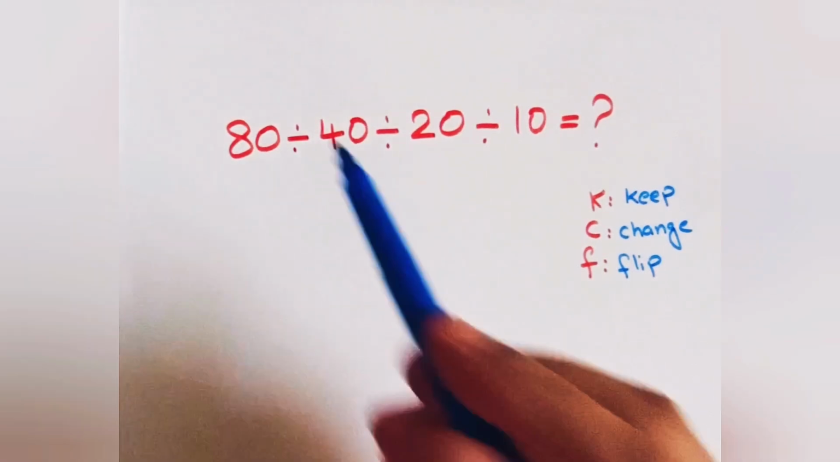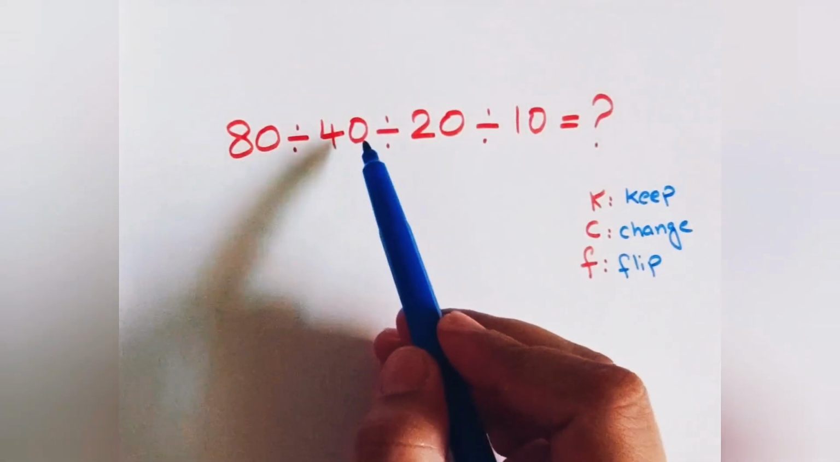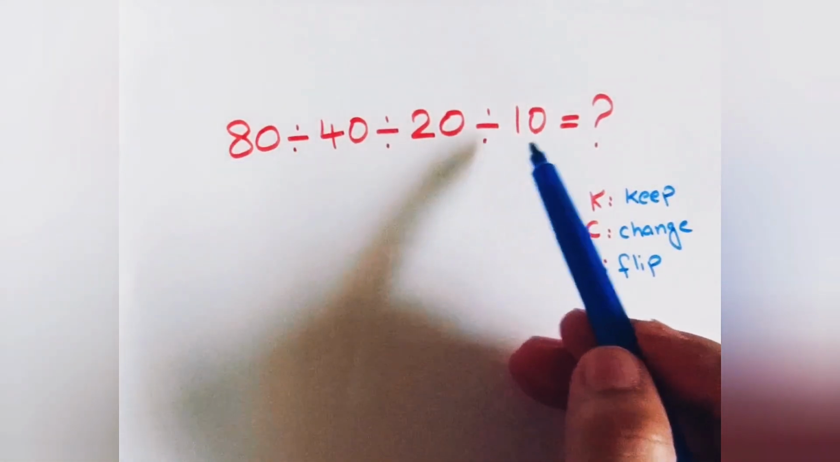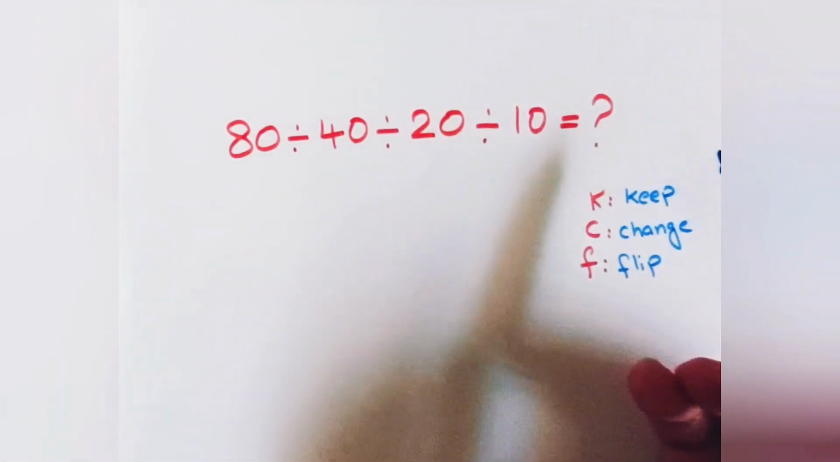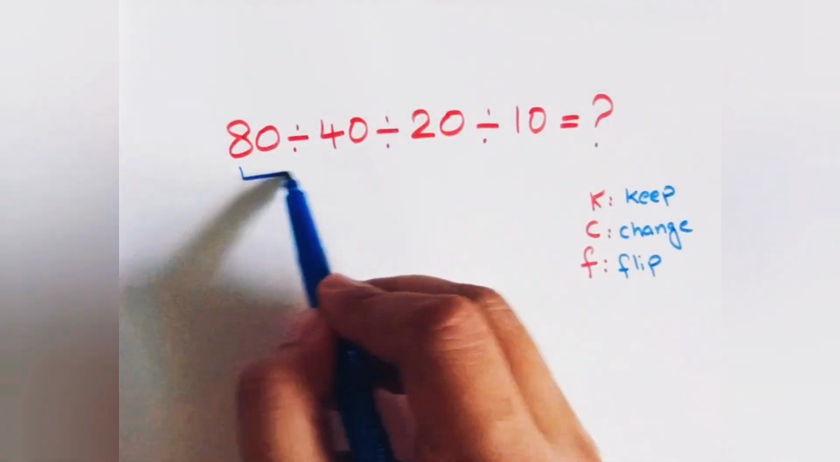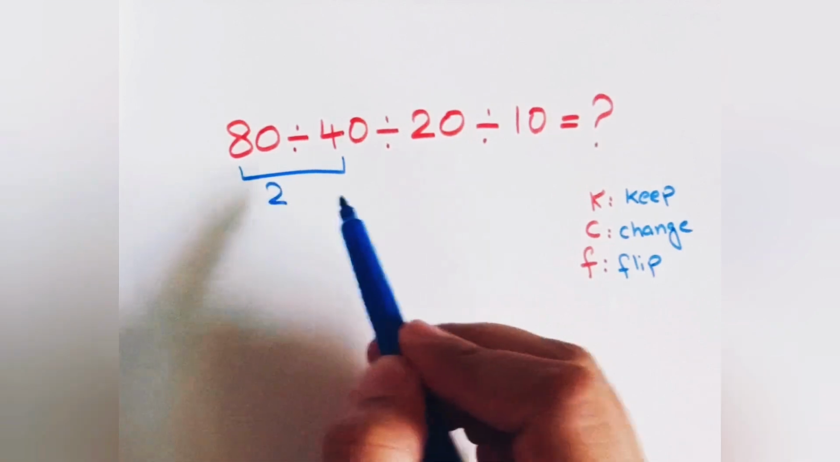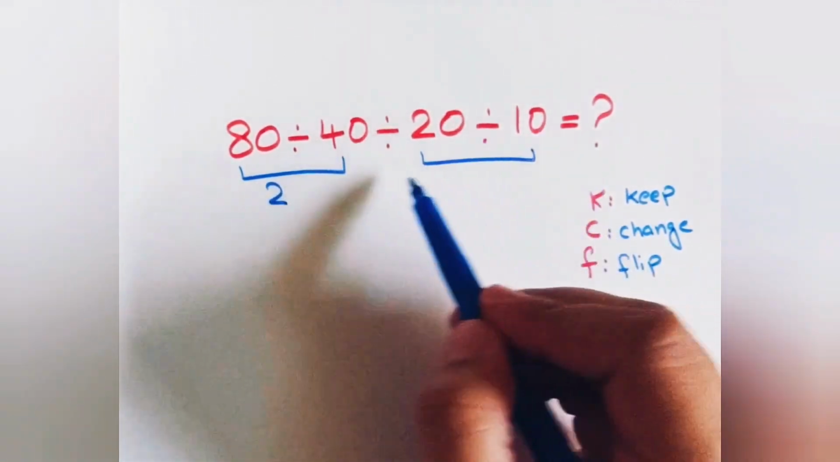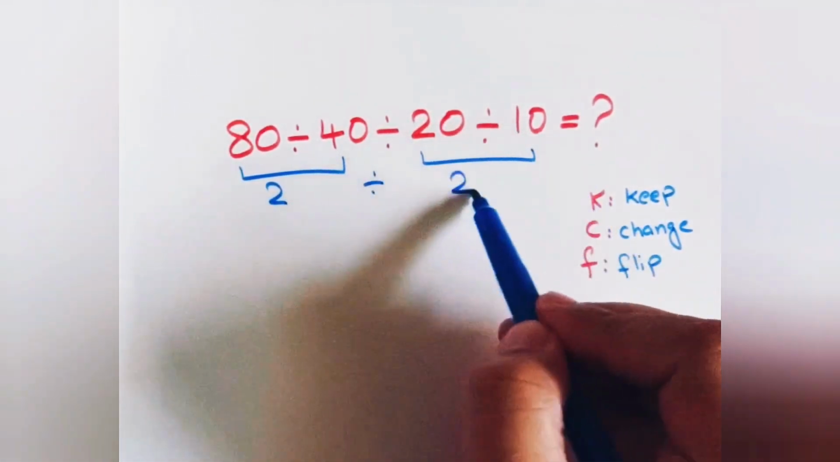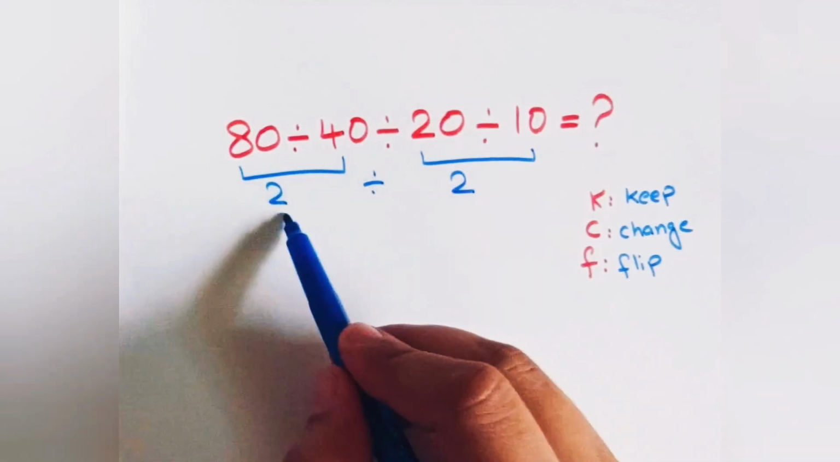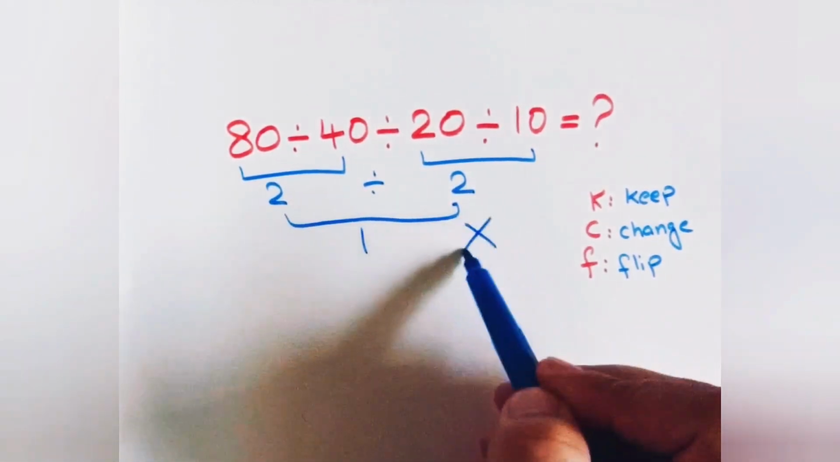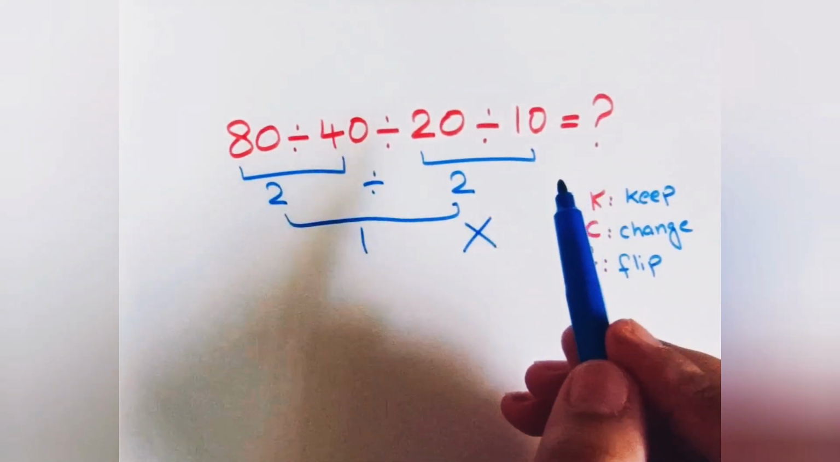Hello everyone. So this is the question: 80 divided by 40 divided by 20 and divided by 10. What is the answer? As per the main thing, 80 divided by 40 is 2 and 20 divided by 10 is 2. So that means 2 divided by 1. But this is wrong. This is not the way to solve this question.